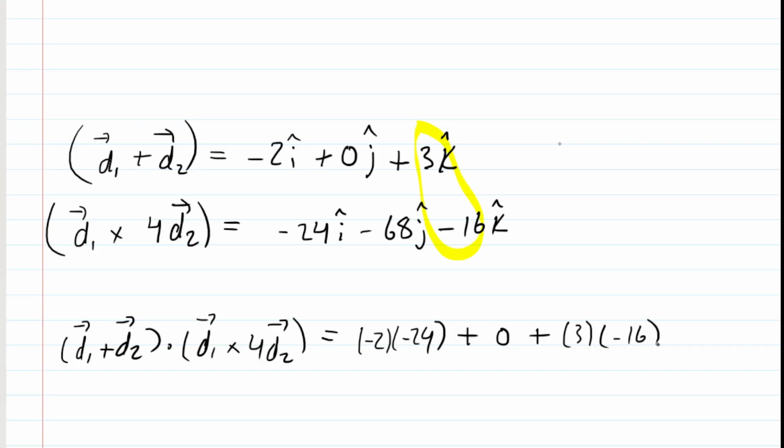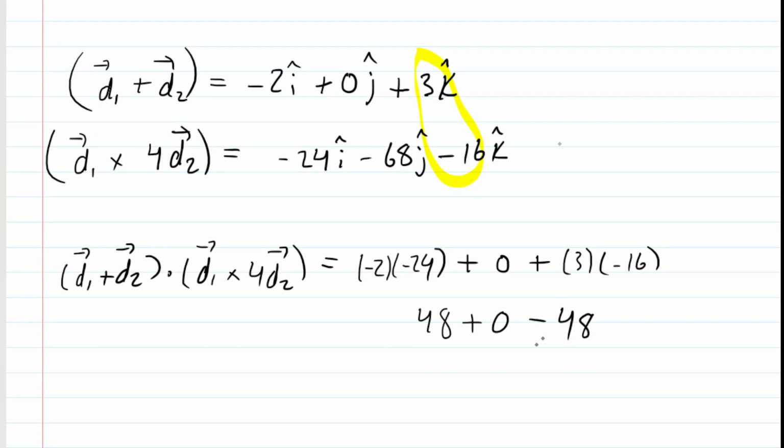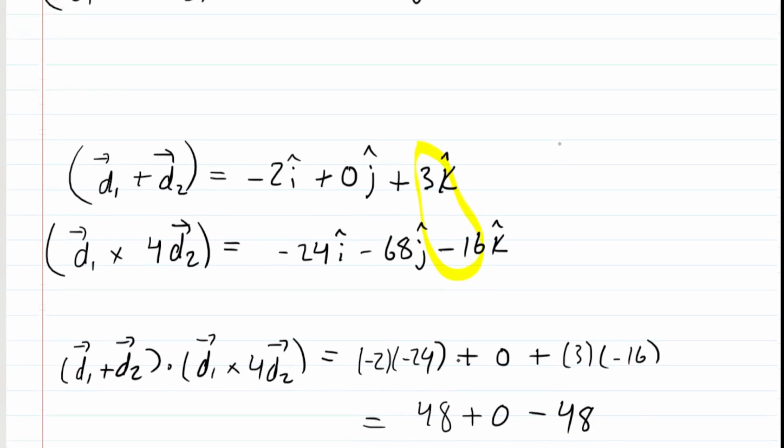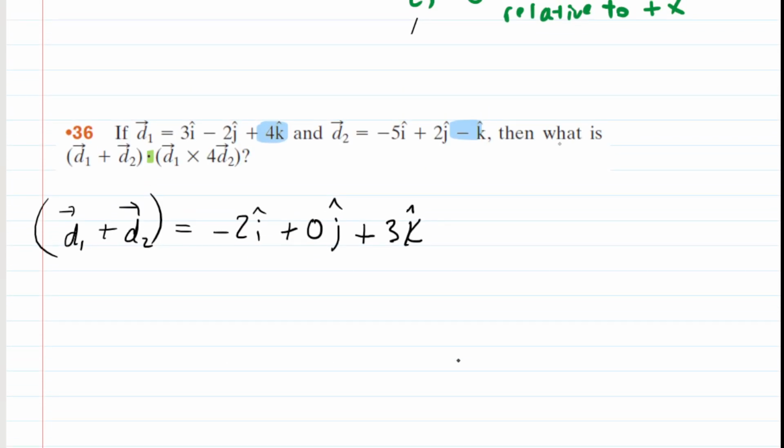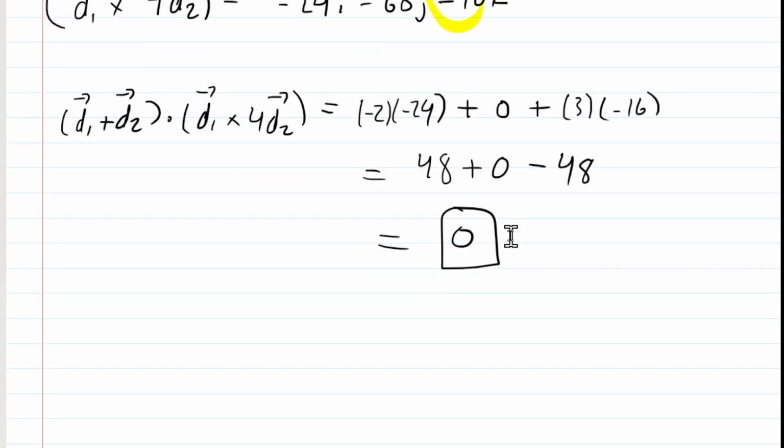So now we can just process this calculation. It looks like you're going to get 48 plus 0 minus 48. And, well, that's interesting because that just equals 0. So let's make sure we've answered the question because that seems very anticlimactic, or climactic. I think it's anticlimactic. And that is all they wanted. They wanted the dot product. So we are done. We have solved it. The answer is literally just 0. We did all that for nothing.